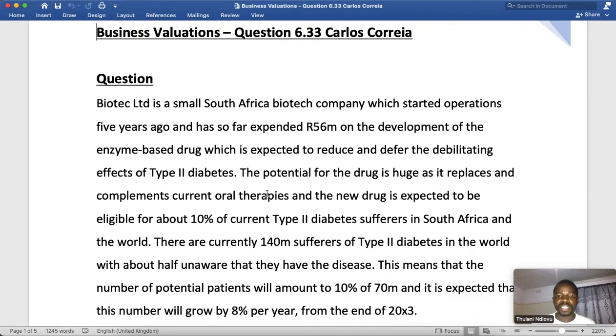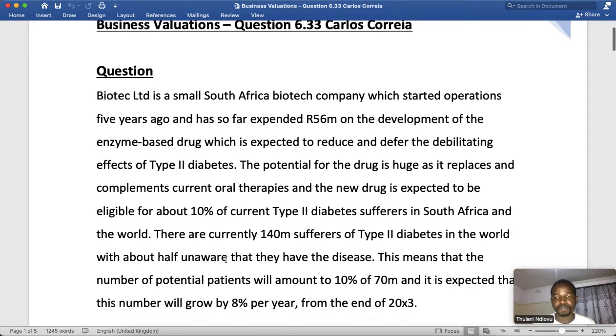Let's go. The potential for the drug is huge and it replaces and complements current oral therapies, and the new drug is expected to be eligible for about 10% of the current type 2 diabetes sufferers in South Africa and the world. So in this sentence, we are told that this drug will only be used by 10% of the total population of the people that are suffering from diabetes.